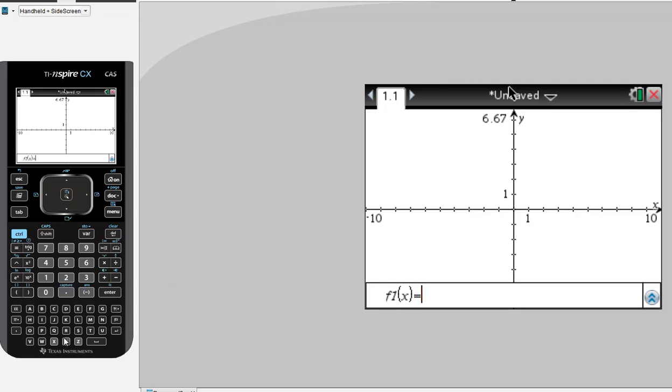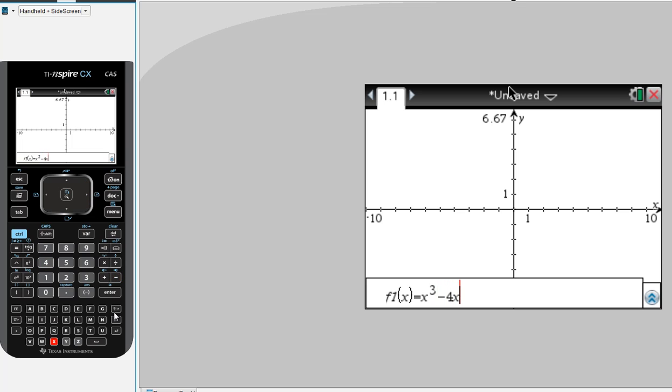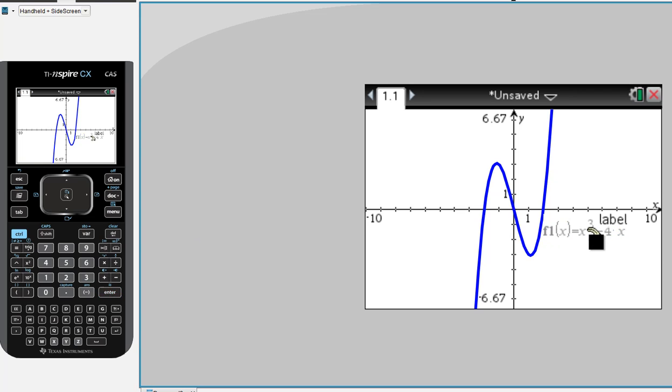Let's have a look at the following integral for this function. First, I want to draw the graph. The function is x to the power of 3 minus 4x. And here is the graph for that function.